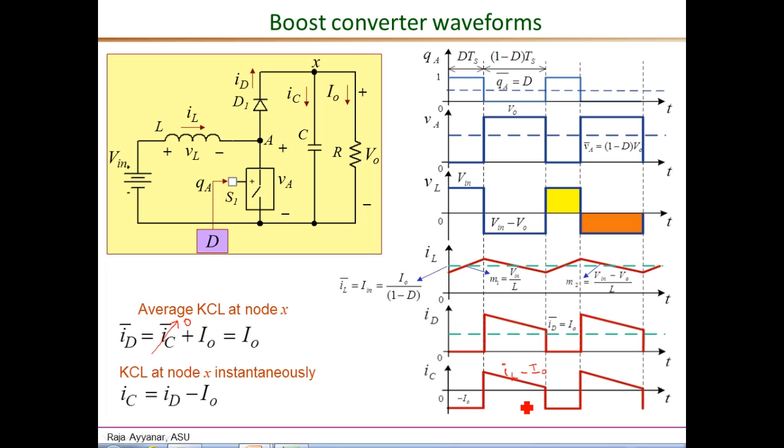Once again, in steady state, IC average should be 0. Therefore, the area under this positive portion should be exactly equal to the area under this negative portion. These two areas are equal, such that IC bar is exactly equal to 0.